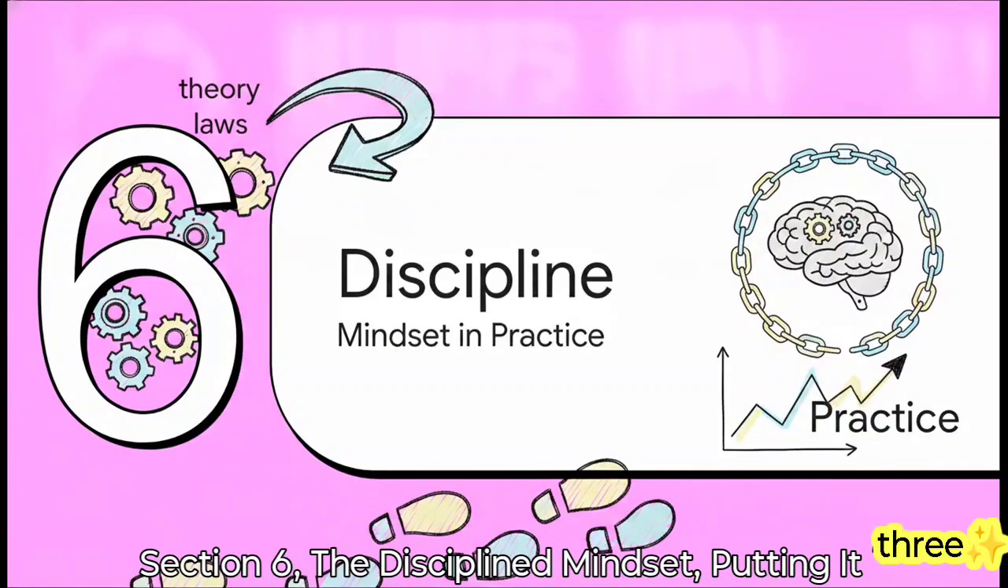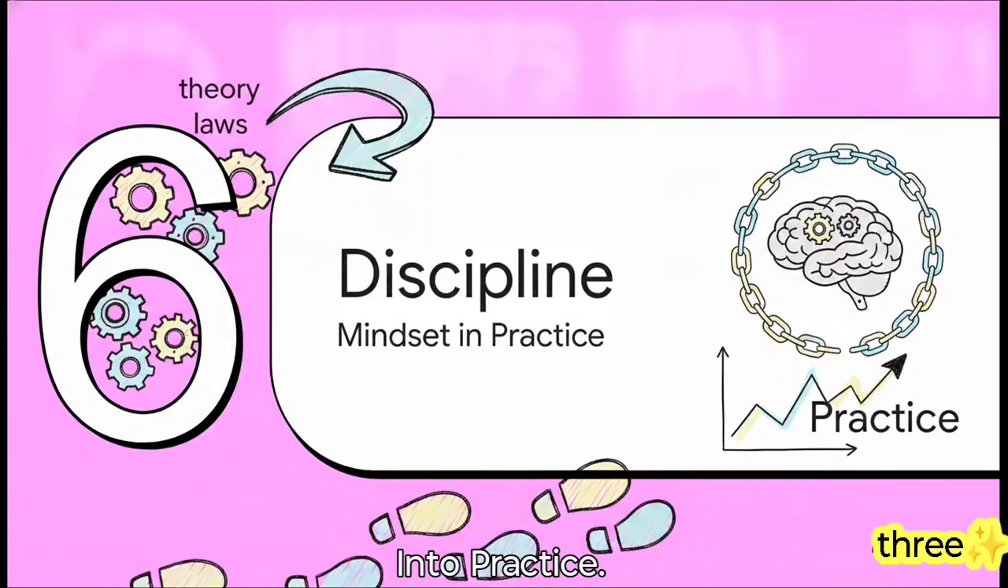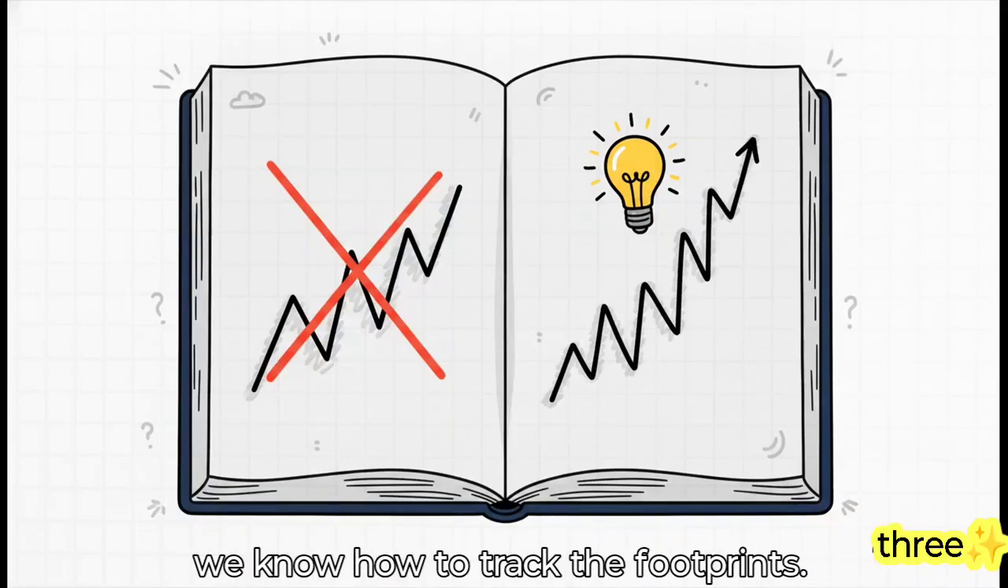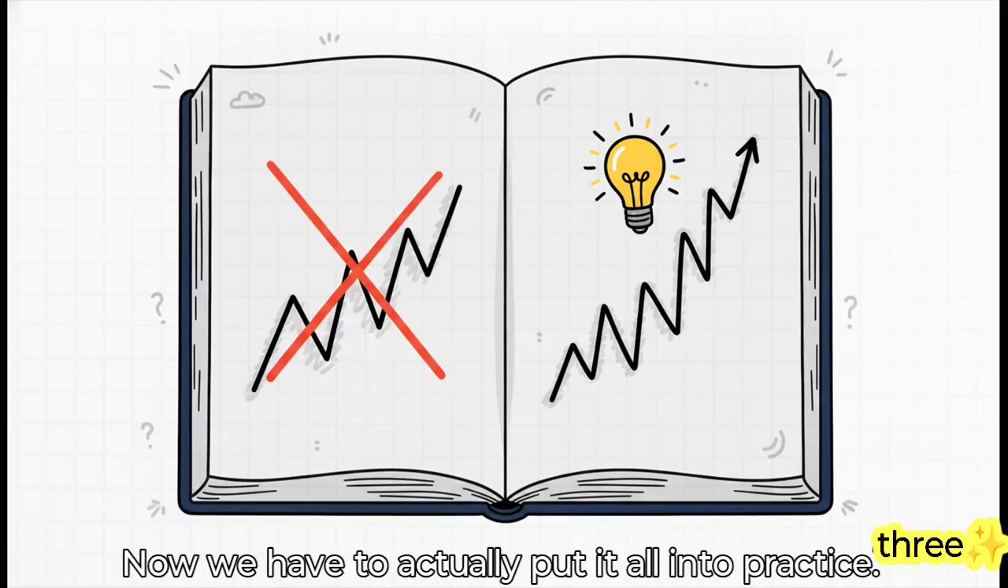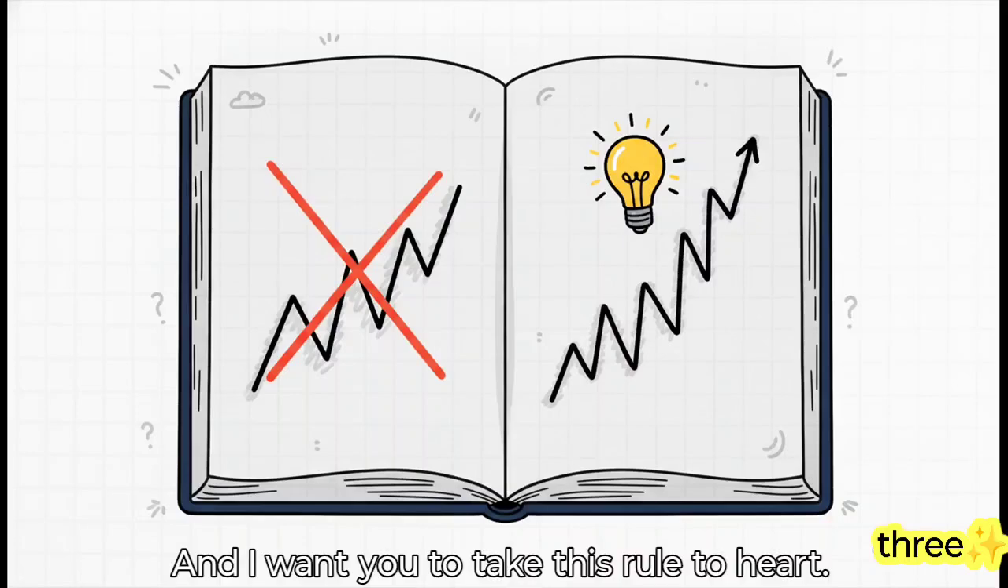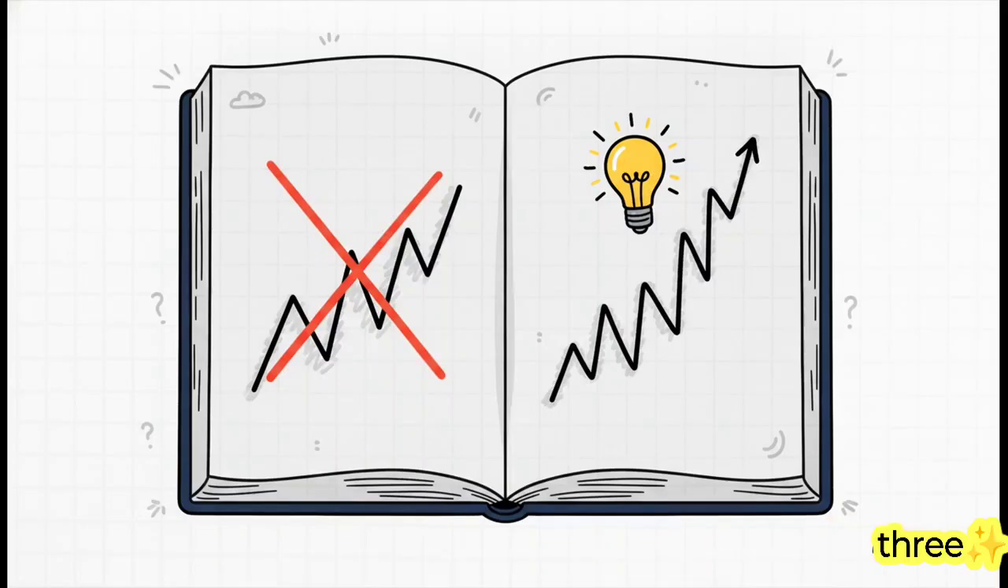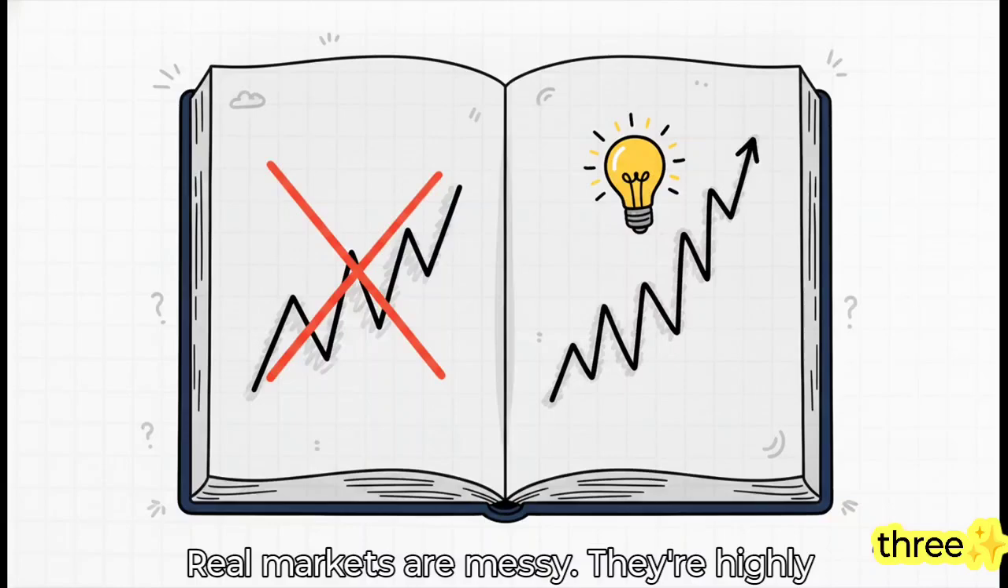Section 6. The disciplined mindset. Putting it into practice. So we've got the theory, we know the laws, and we know how to track the footprints. Now we have to actually put it all into practice. And I want you to take this rule to heart. The Wyckoff Method is not some magical, rigid formula. Real markets are messy. They're highly flexible.